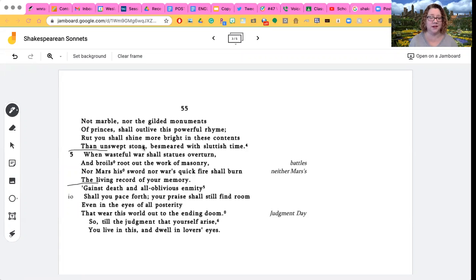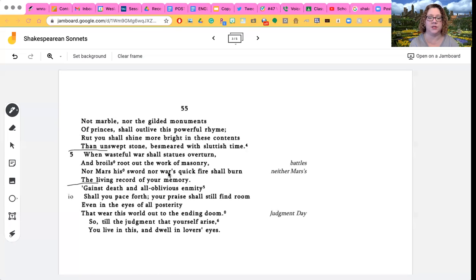I mean, statues are pretty solid. But he says sometimes war comes along, and when war comes along, things get demolished or ruined on purpose by the incoming regime. And he starts talking in the second quatrain about the wasteful war overturning the statues and exploding them and that sort of thing. And Mars is referenced here. Mars here is referencing the god of war, the Roman god of war. Ares is his equal in Greek mythology, but Mars, they're not talking about the planet, they're talking about the god that the planet's named after.